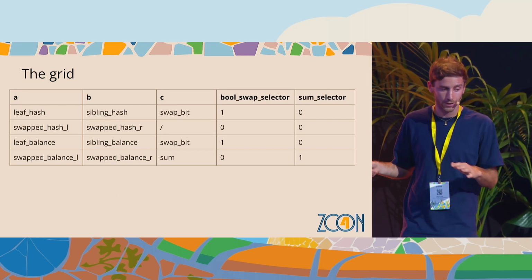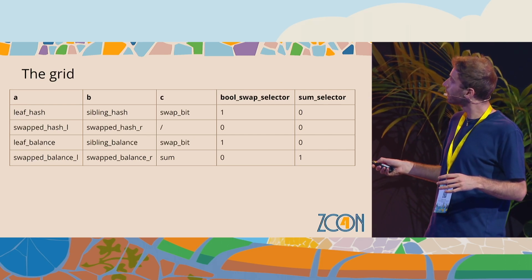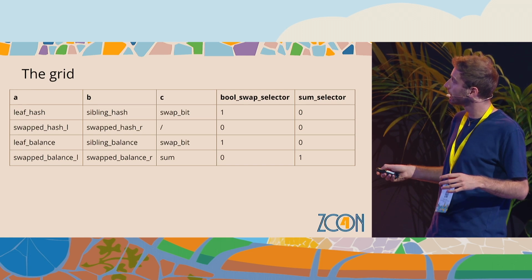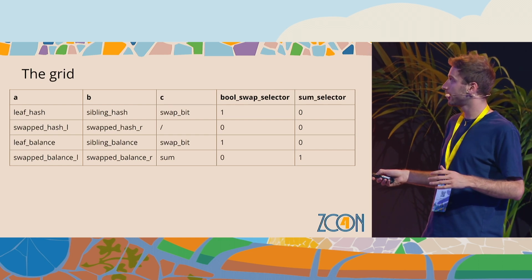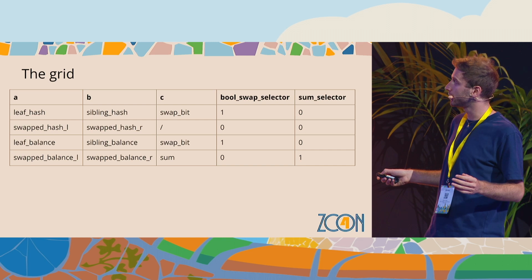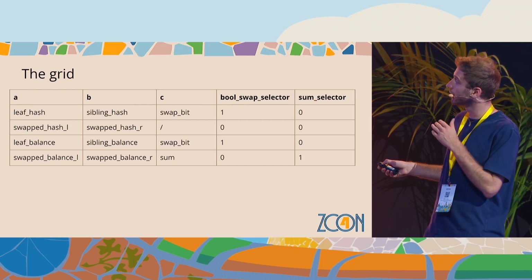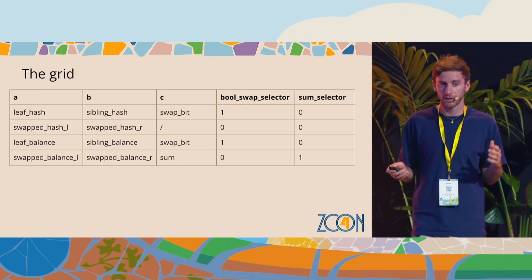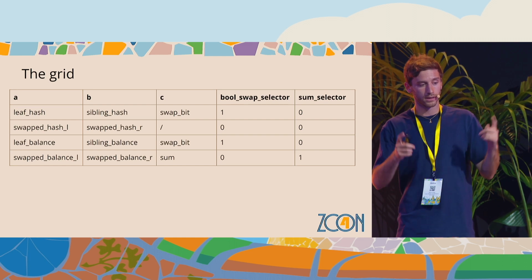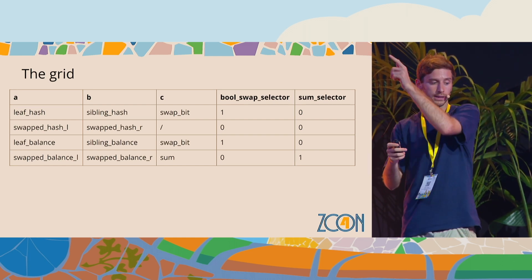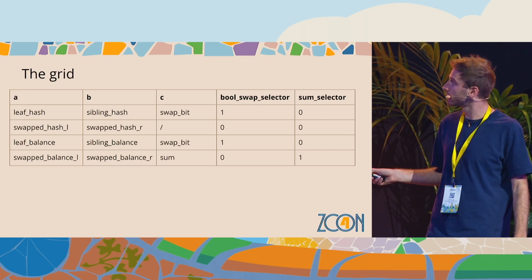Okay, so this is the grid. Might be a lot to digest, but let's go through it. So first of all, let's just consider these first three columns, so columns A, B, and C. You can see that at row 0, we place the hashes, so the leaf hash and the sibling hash, and there's also this swap bit here. The swap bit is just a binary value that indicates whether we need to swap them or not. So if it's set to 1, it basically means that leaf hash needs to be put on the right and sibling hash on the left. Or if it's 0, we just copy this as it was from the previous row.